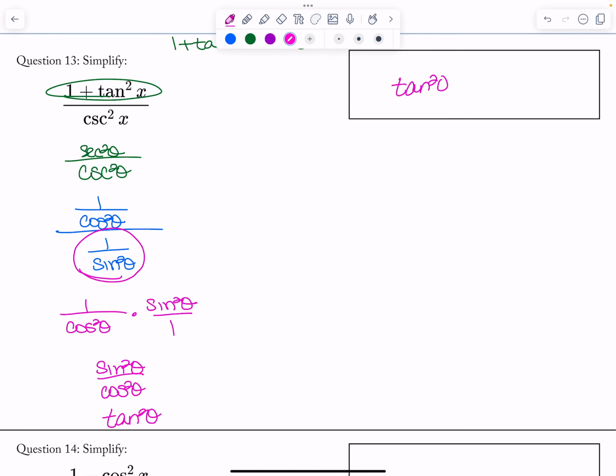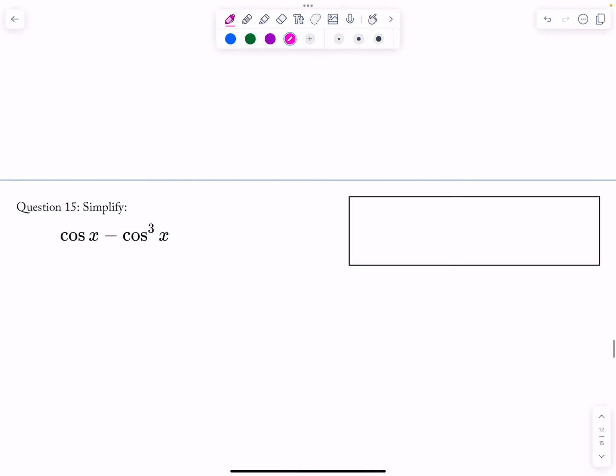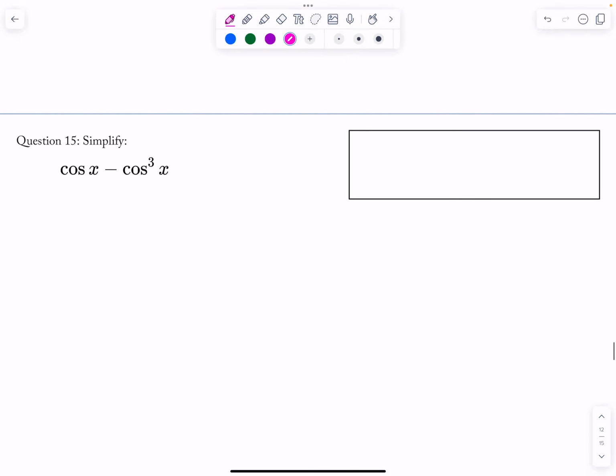So I get tangent squared theta. Okay, 14 is an even. Let's see, 15. Oh, look, they have a greatest common factor, just when you thought you didn't have to factor anymore.